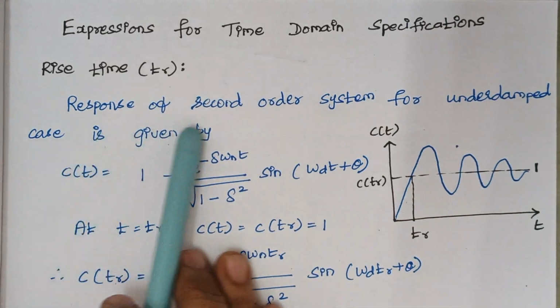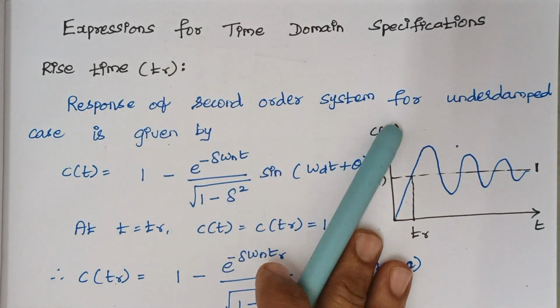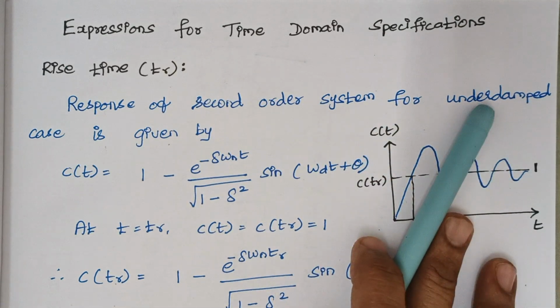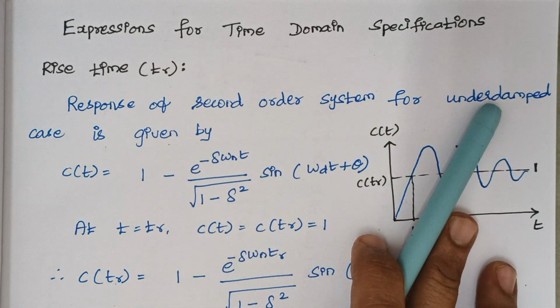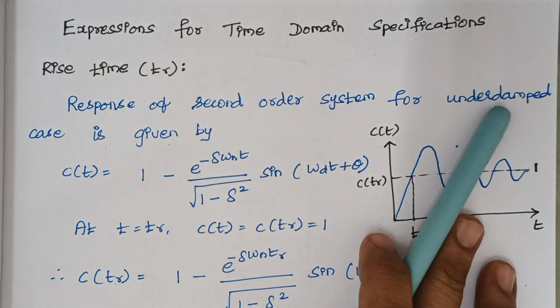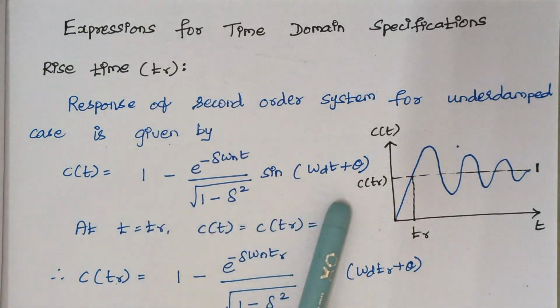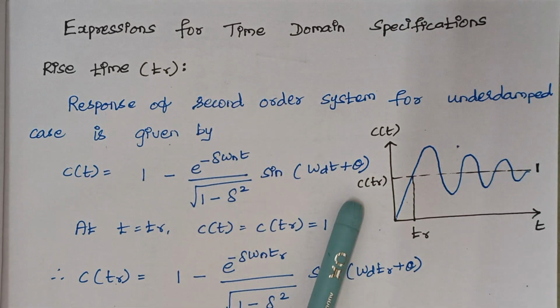So the response of a second order system for an underdamped case. So what is an underdamped case? This is a system whose value of zeta lies between 0 and 1. What is meant by zeta? Zeta is nothing but the damping ratio. That is, it is the ratio that tells when the system will settle down. So this is a typical representation of the response of a second order system for the underdamped case.